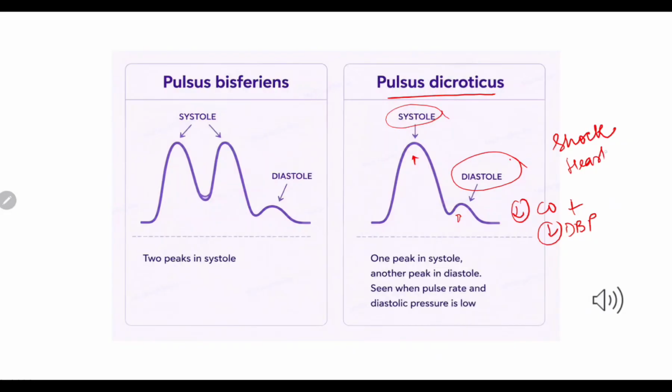So here is your rule for the boards. Bisferiens, double peak in systole; dicrotic, one in systole, one in diastole. One is an outflow problem, the other is a low pressure, low output problem. Keep them separate and you will master the arterial exam.